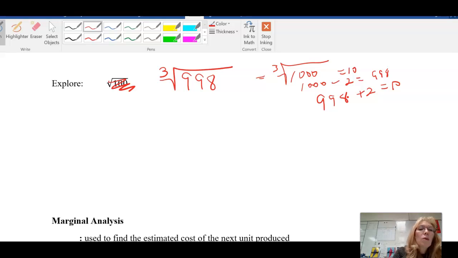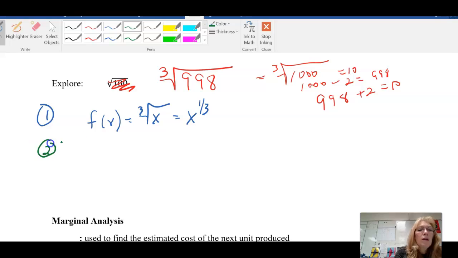So f of x, what is my function truly? This is where we take out the number and we plug in a variable. So we got the cube root of x, which is x to the 1/3 power, step 1, right? Step 2, what is my derivative? So my derivative is equal to 1/3 x to the negative 2/3. Everybody good there? Now we have to actually find what we're looking for.